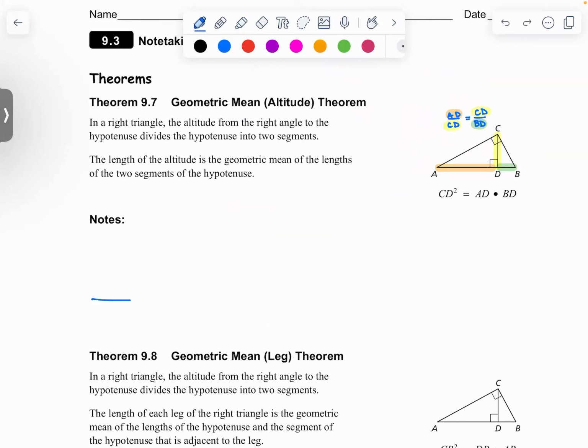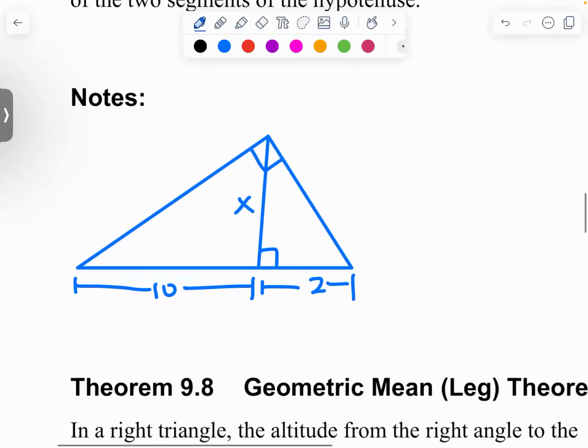That's not a good picture. This is the picture I want you to draw.